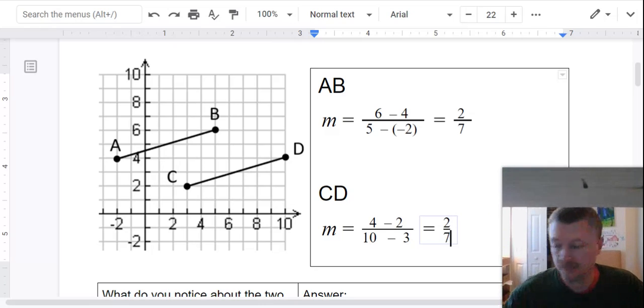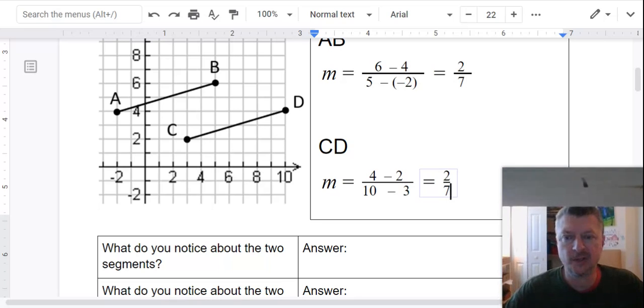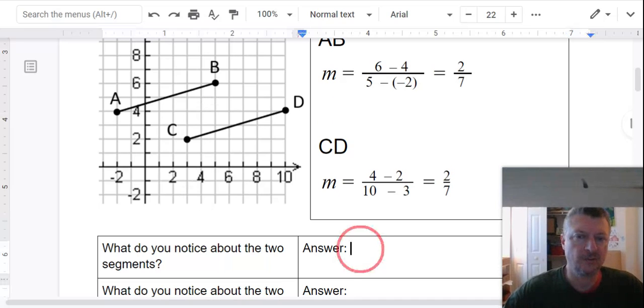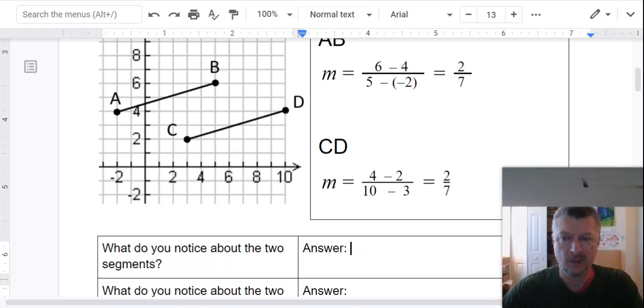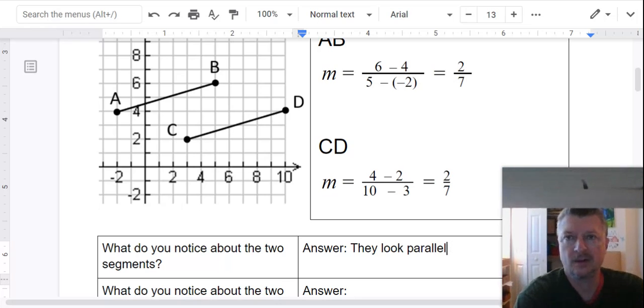Now let's see what you notice about this stuff. Okay, so down here it says, what do you notice about the 2 segments? The 2 segments here, I don't know if you remember this, you probably do. Those are parallel lines. They look parallel. Good, I spelled it right. Parallel.